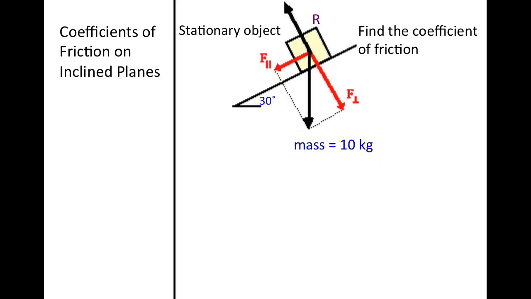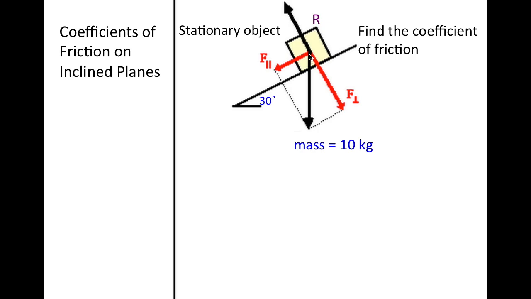Here is an example when you are trying to find the coefficients of friction on inclined planes, and this object here is stationary. And notice here that it does have an angle of 30 degrees, and given a mass of 10 kilograms. You are asked to find the coefficient of friction.